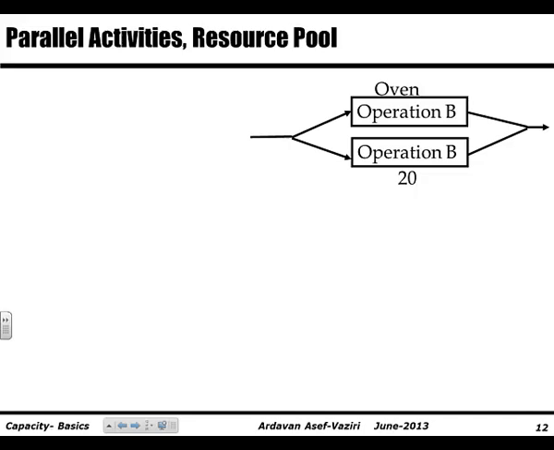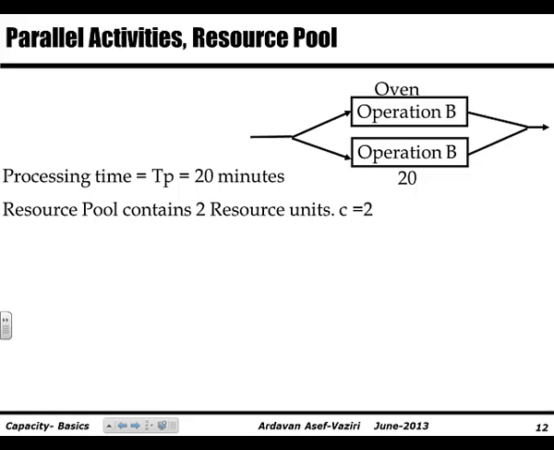Still, it takes 20 minutes for each flow unit to pass through this operation. We can say here that we have a resource pool of two ovens which handle operation B. Processing time is 20 minutes. There is no change in it. So capacity of each of these units is 1/20, right? But we have two units of these resources. See, the number of units is equal to 2.